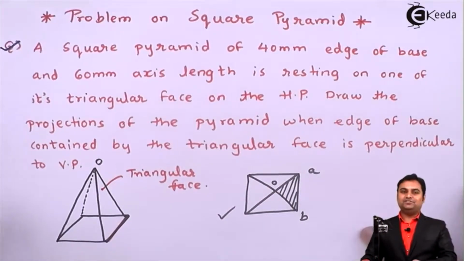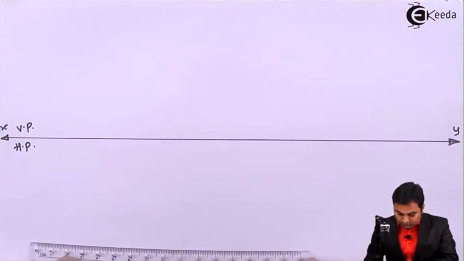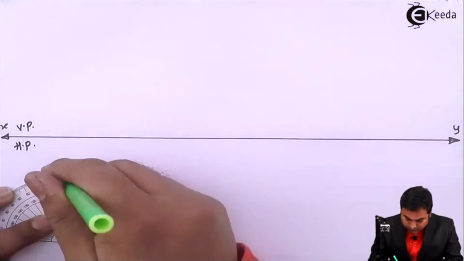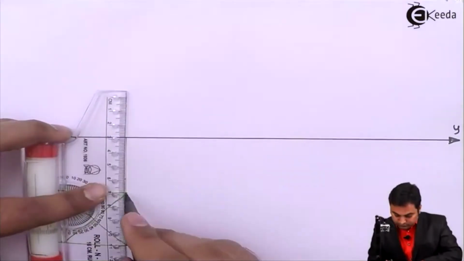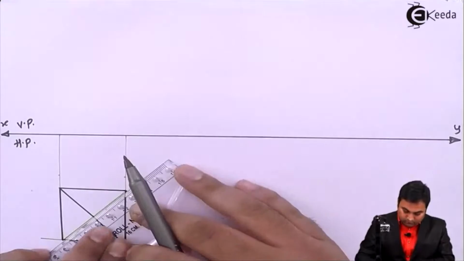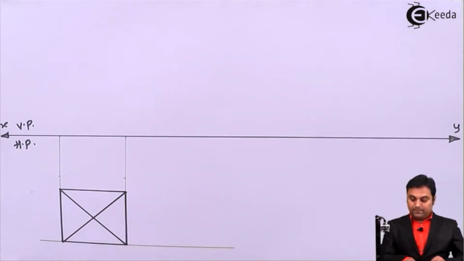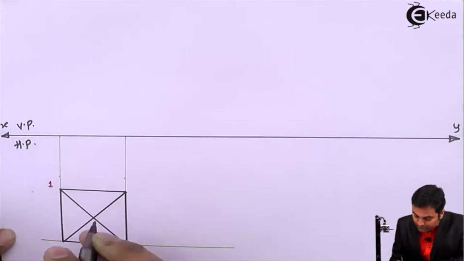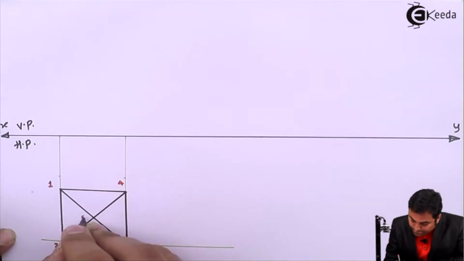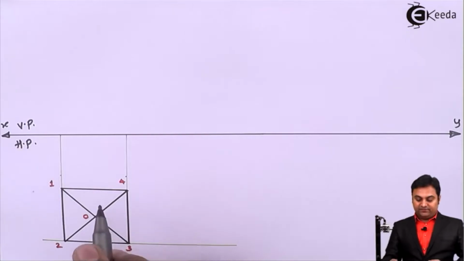Let us get started with the solution. So this is the pyramid. It will look like this from the top. That is, the triangular faces are visible. And here I'll give the notations to it. This is the apex O. So the edges are visible and the triangular faces are visible.